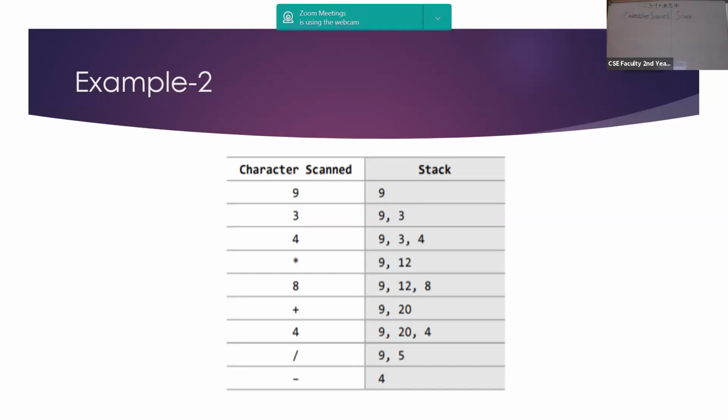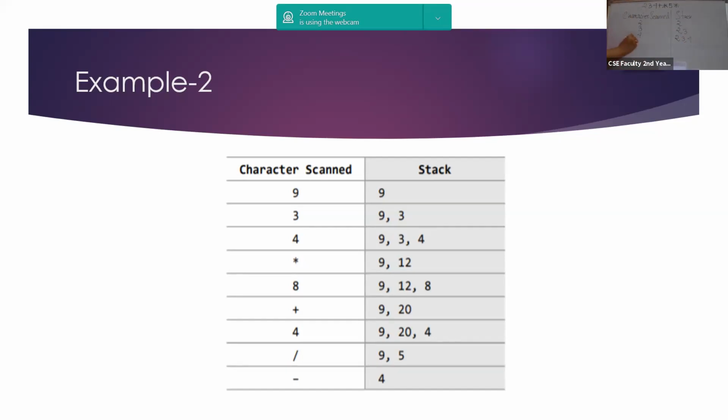So how you can solve it, you see. First character scanned is 2. So put it in the stack. Next character scanned is 3. Again you put it in the stack. Next character scanned is 4. Put it in the stack.